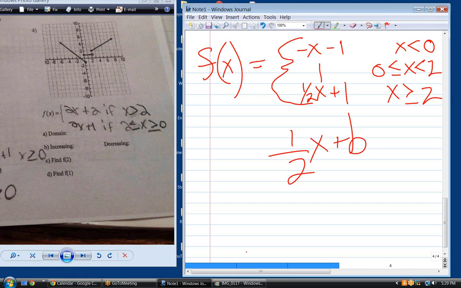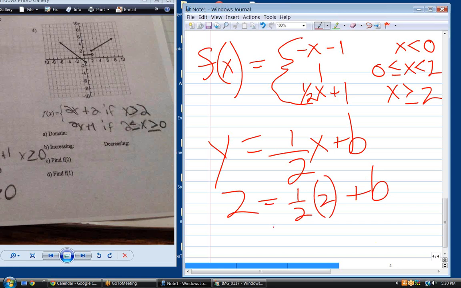Okay. And I know that when x is 2, y is 2. So there's the equation of that line. Now I can plug in the one known point that I know is on that line, 2, 2. So I'm going to plug in 2 for y. I'm going to plug in 2 for x. And that allows me to calculate b. b equals 1. Now I can go back in and fill in that 1 right there.